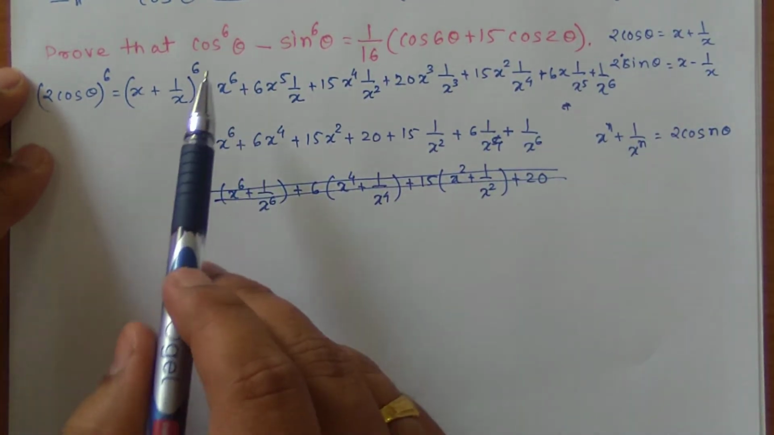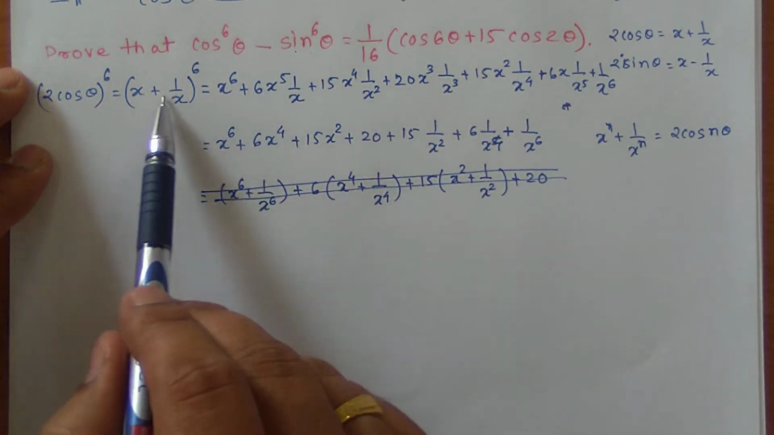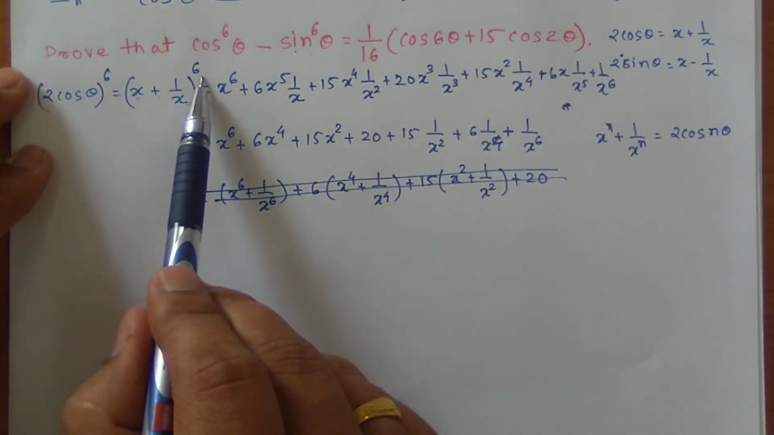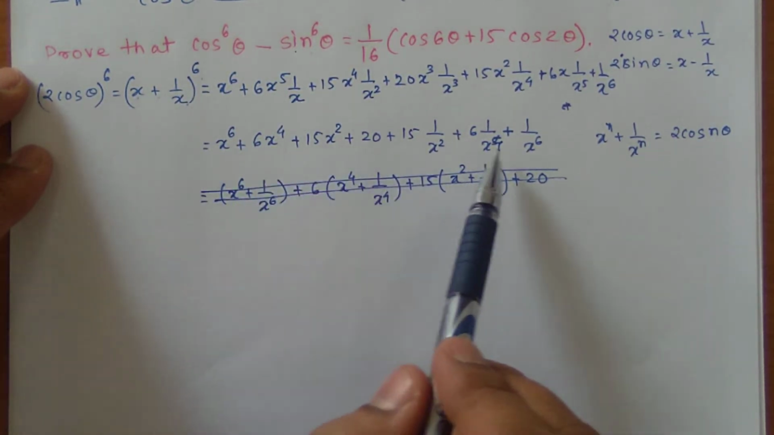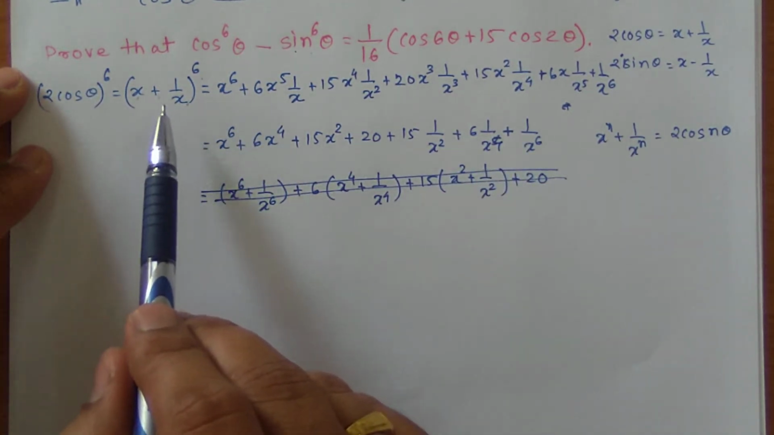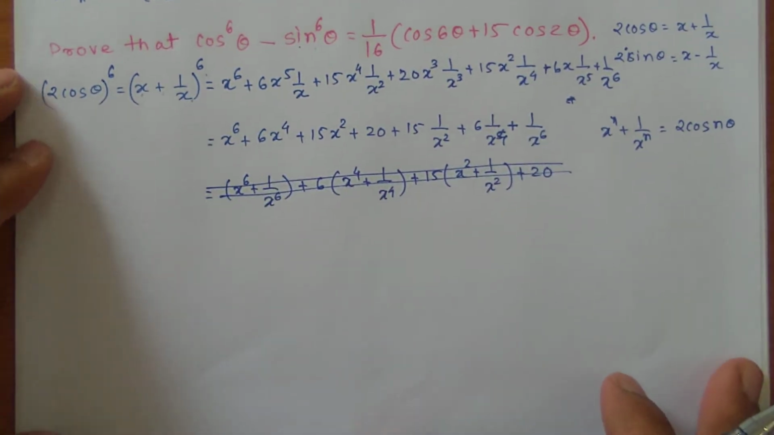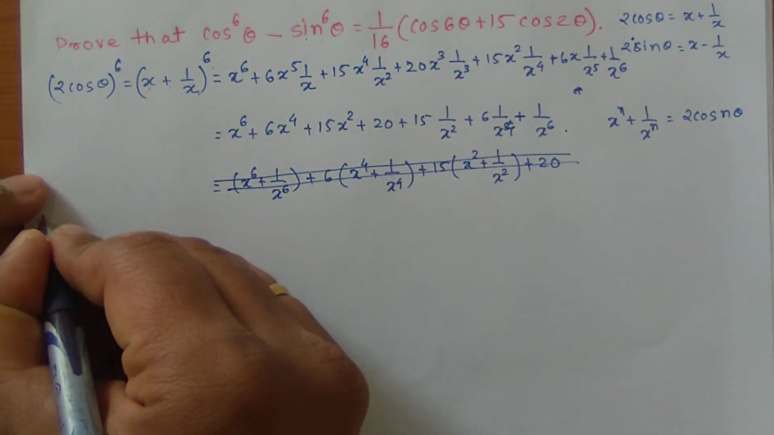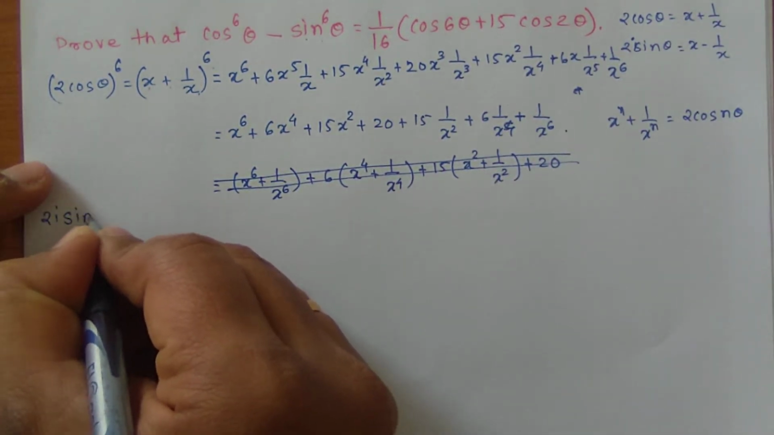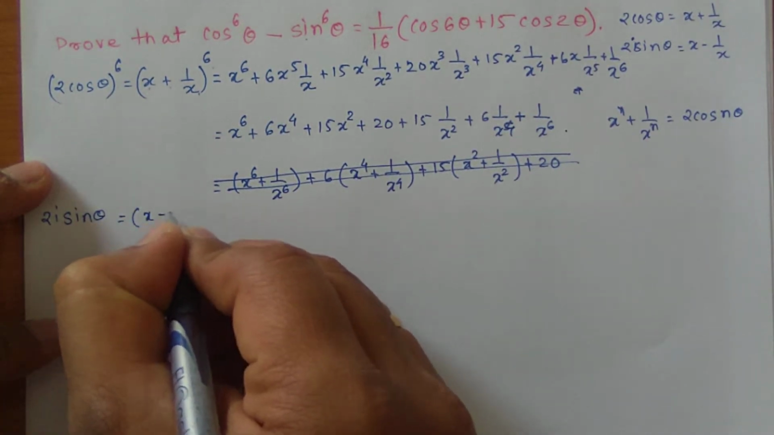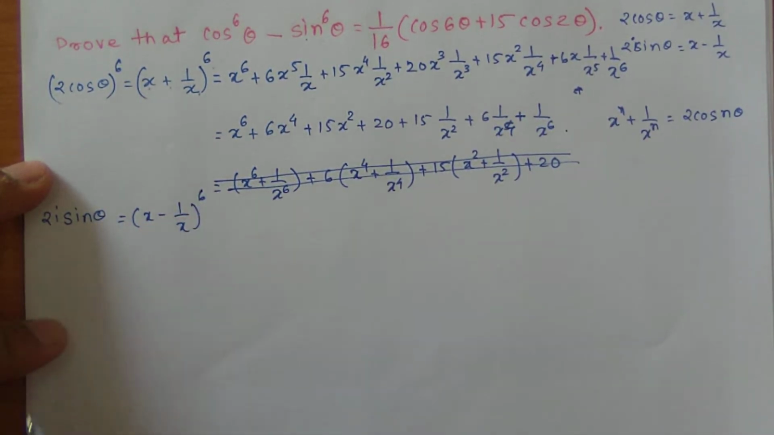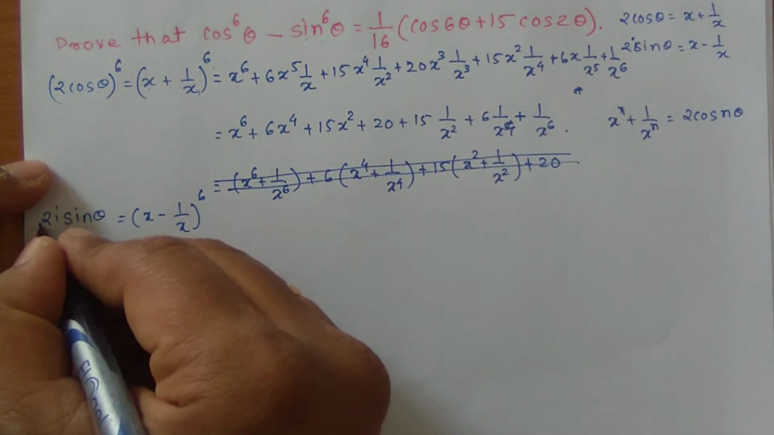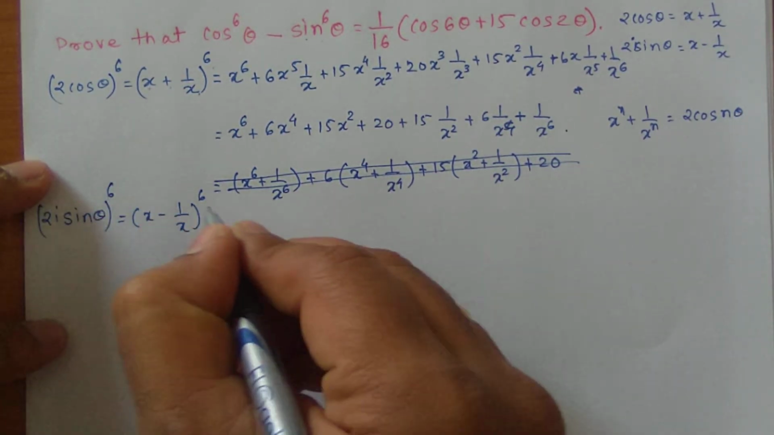Because when we go for the sine, we will have x minus 1 upon x raised to 6. So because of the positive and the negative signs, some of these terms are going to be cancelled. So let's stop the process up to this for cos raised to 6 theta. Now 2i sin theta is x minus 1 upon x, raised to 6. Okay, 2i sin theta raised to 6 is equal to.